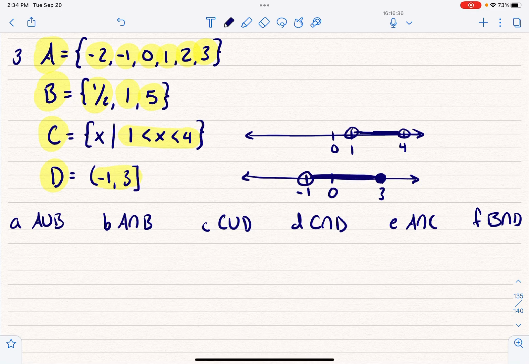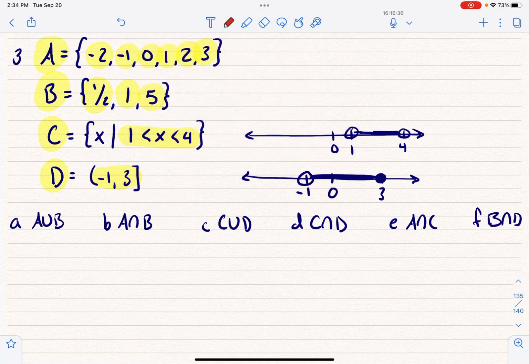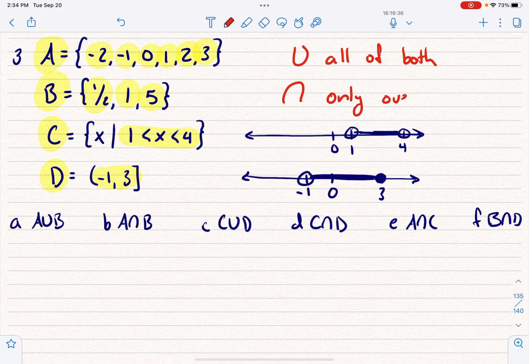Now, let's go on down the list. The first couple of these are so easy, okay? The union of A and B. Well, union, we have to remember what union is. Union is all. So when we see this, that's all of both. And when we see this, that's intersection. That's only the overlap, only the ones that they both have. So part A is the union of sets A and B. So it's all of both of them. So we just have to include everything.